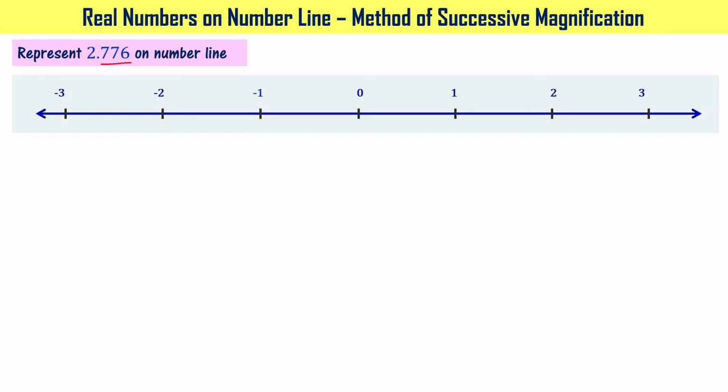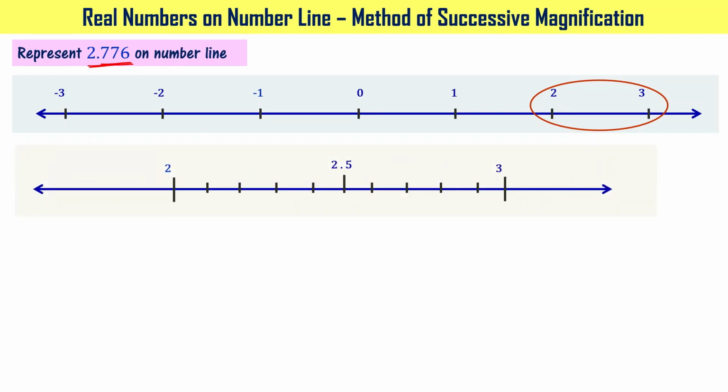Now look at this. This is 2.776, right? It is greater than 2. At the same time, it is smaller than 3. So we have to zoom the portion of number line between 2 and 3, right? When I do that, I'm getting a zoomed portion like this. It has 10 subdivisions: 2.1, 2.2, 2.3, 2.4, 2.5, 2.6, 2.7, 2.8, 2.9, and 3, right?